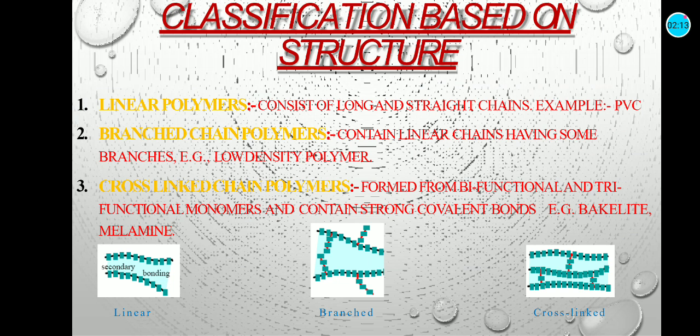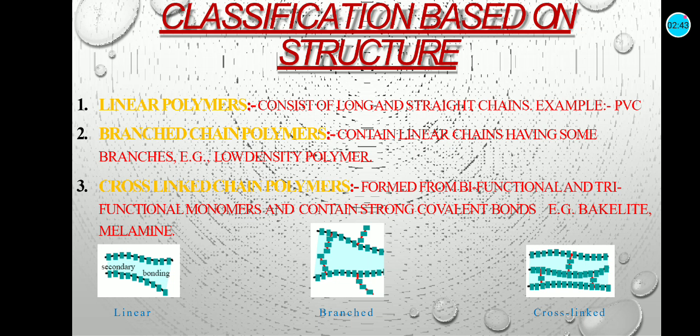Then classification based on structure. There are three types based on structure. First one is the linear polymers. Second one is the branched chain polymers. Third one is the cross-linked chain polymers. First, the linear polymers consist of long and straight chains. For example, PVC, that is polyvinyl chloride.